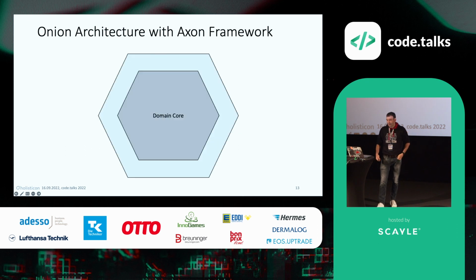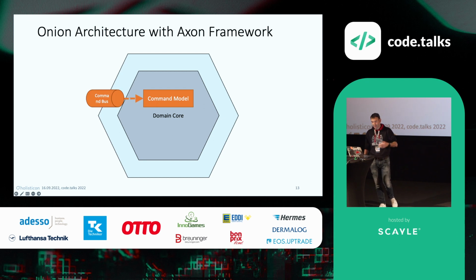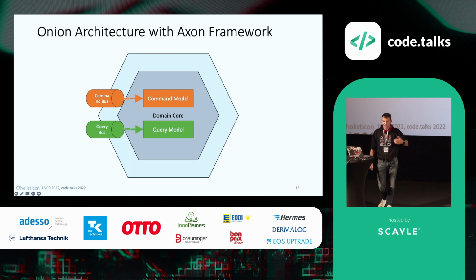So let's try to understand how they really understood the Onion architecture style. Again, we have this idea of our application, and we have some domain core inside, right? So again, CQRS, so splitting up into the command part, where we will receive commands using this command bus, and the query part, the query model, where we will receive queries from the query bus. So we have these buses explicitly.